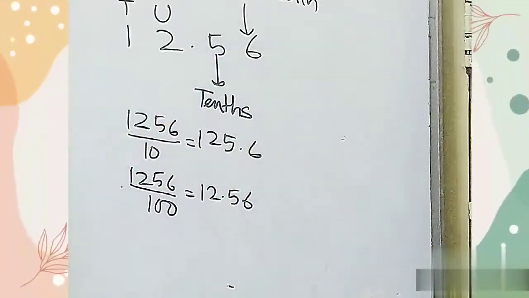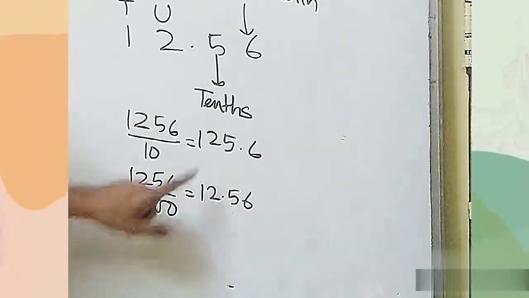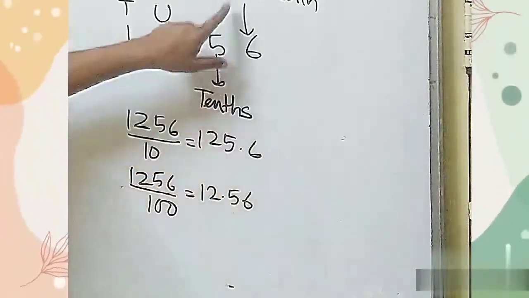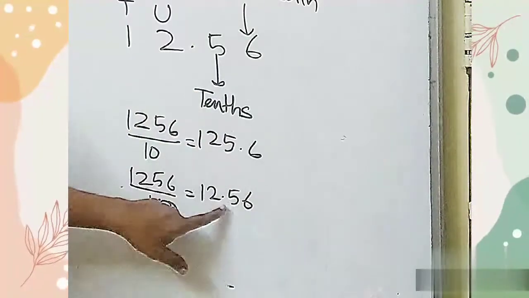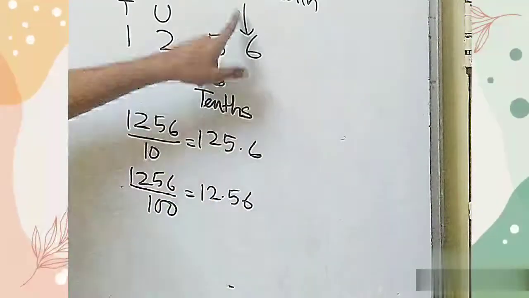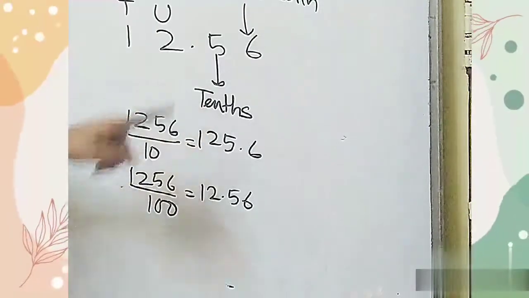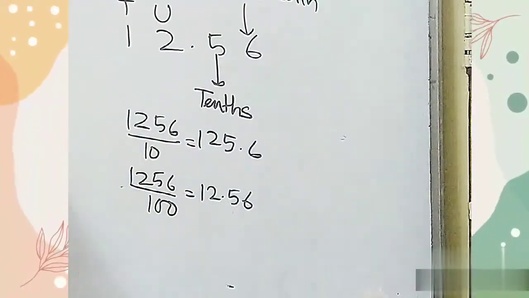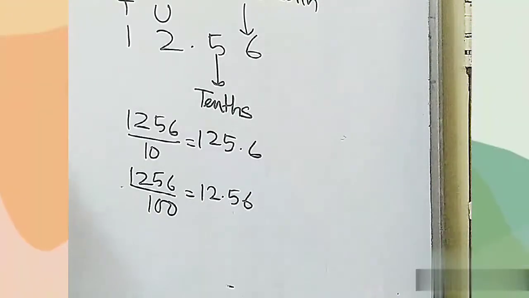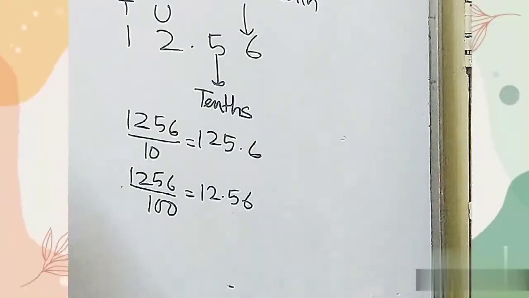This is tenth place. Understood, everyone? If it is one digit after the decimal point, we'll say it is tenth place. If there are 2 digits after the decimal point, we'll say it is hundredth. And it increases, student. This is tenth and hundredth, then thousandth, then ten-thousandth. Like that it goes on, student.